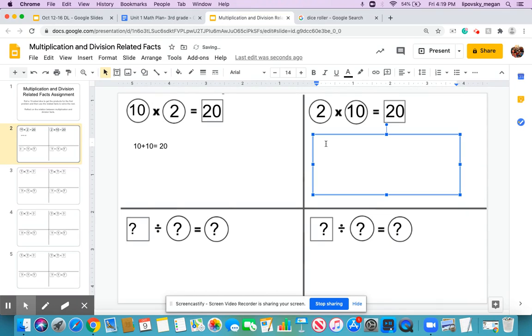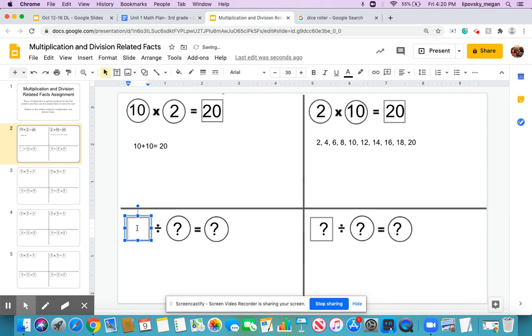I can skip count by 2's 10 times. So 2, 4, 6, 8, 10, 12, 14, 16, 18, and 20. And 1, 2, 3, 4, 5, 6, 7, 8, 9, 10. I just skip counted by 2's 10 times to get my answer as 20.